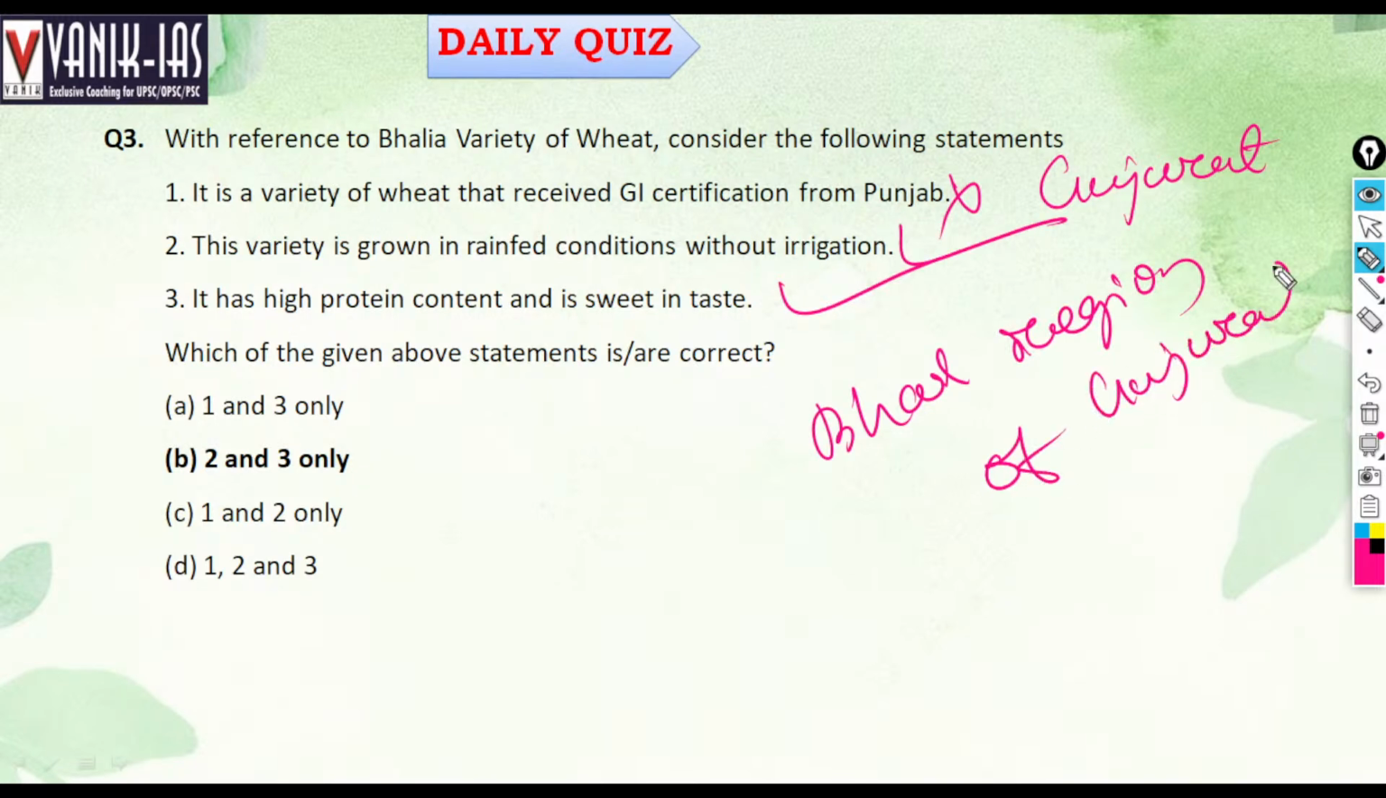It has got the GI, geographical indication tag. Right. GI tag means it is a special product from a particular area, that is Gujarat. Okay.